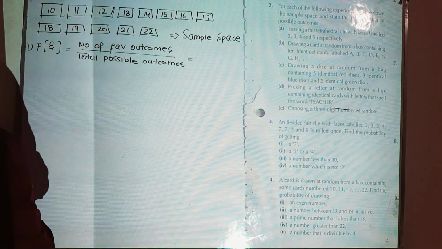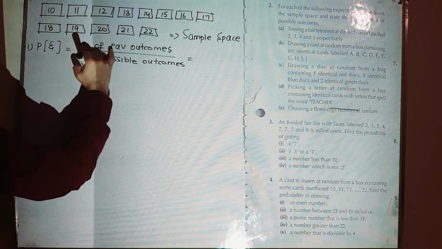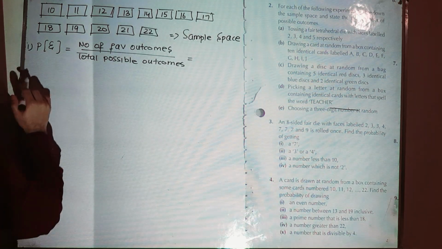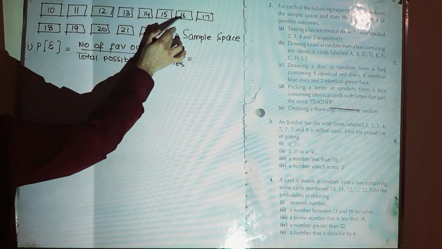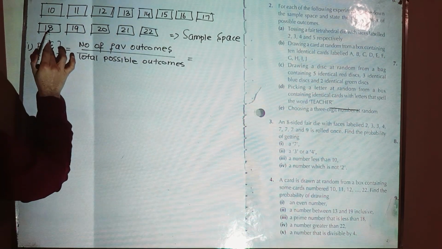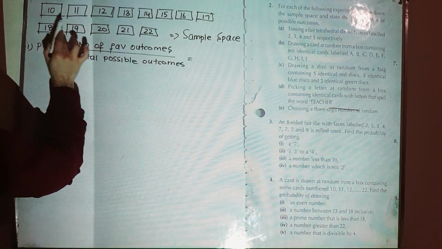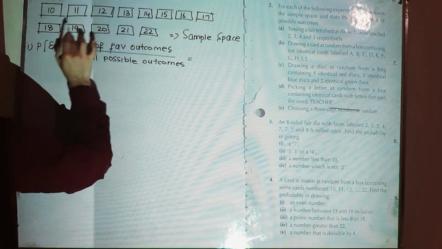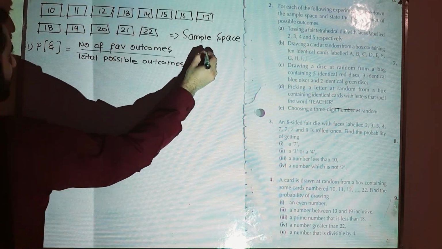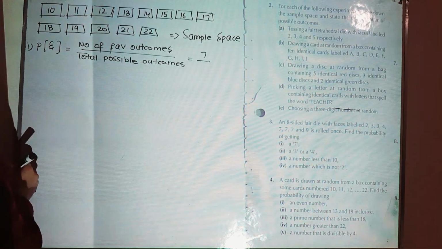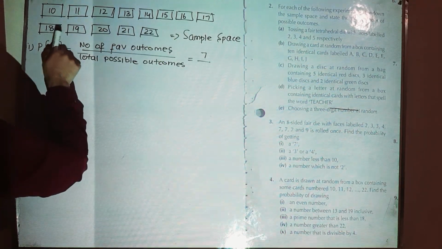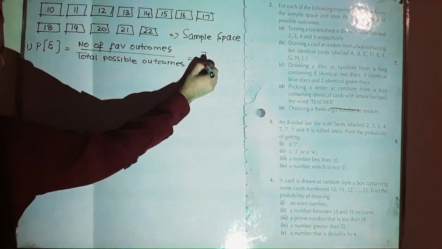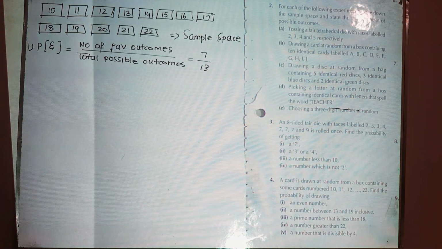Okay. Now for this case, my favorable outcome is an even number, and how many even numbers do I have? 10, 12, 14, 16, 18, 20, 22. 1, 2, 3, 4, 5, 6, 7. 7, and how many total outcomes are there? 1, 2, 3, 4, 5, 6, 7, 8, 9, 10, 11, 12, 13. So 7 over 13 is the answer for this case.